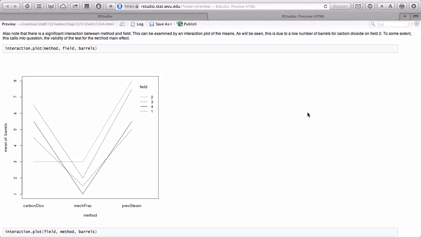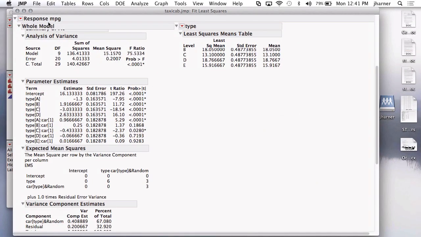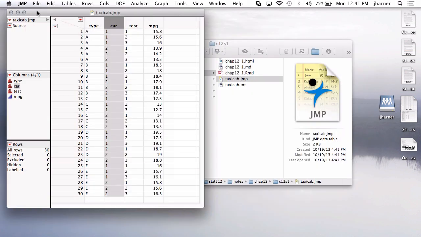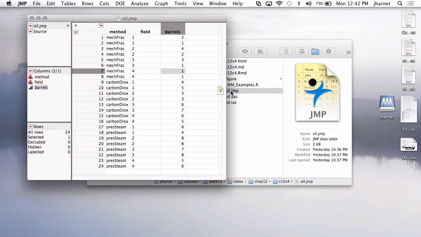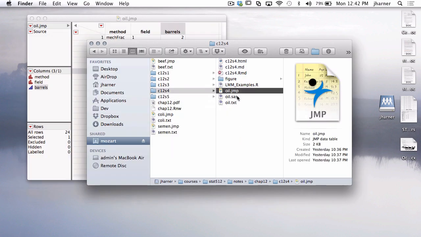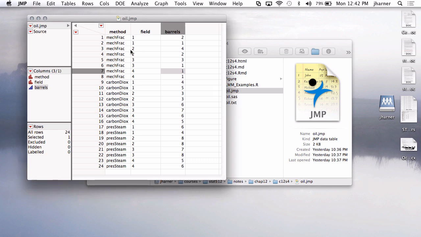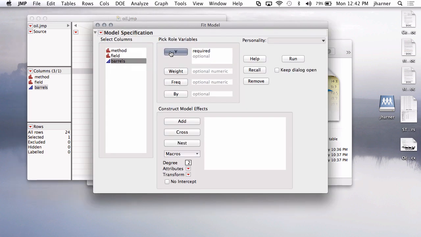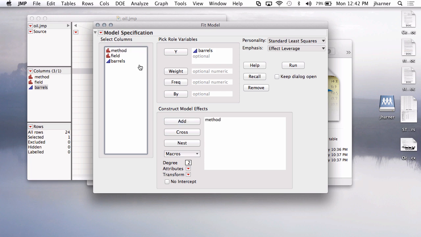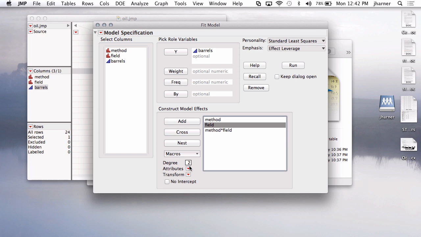Okay, are there any questions on this? Well, let me just quickly go in and look at section 4, and I'm going to look at the oil. I have looked at this in SAS, but we'll come back to this. So we have the 3 methods here and the 4 fields. If I'm going to fit this, I'm going to fit model again. Barrels will be Y. Let's put method here, and we'll put field. Then we're going to put method. I'm going to select both and put crossed. Now field is going to be random.